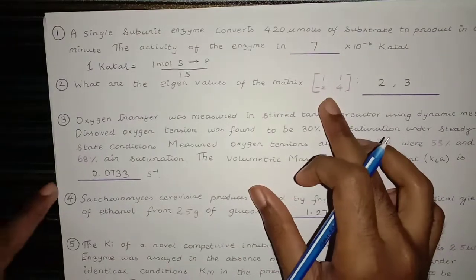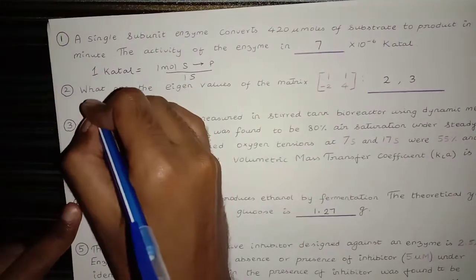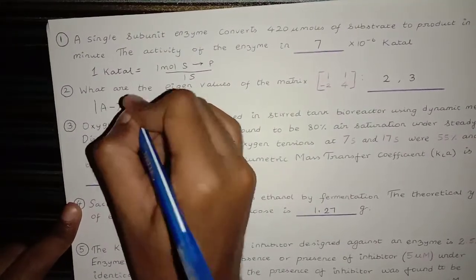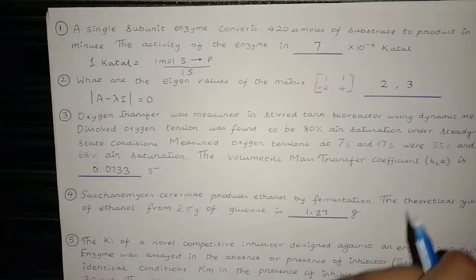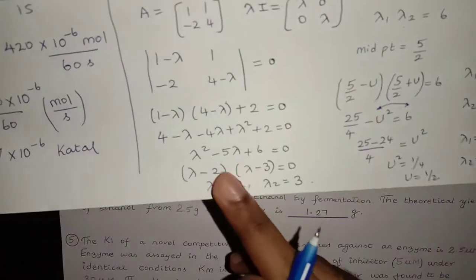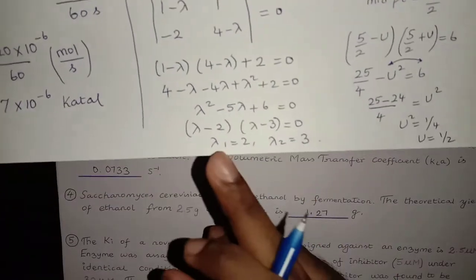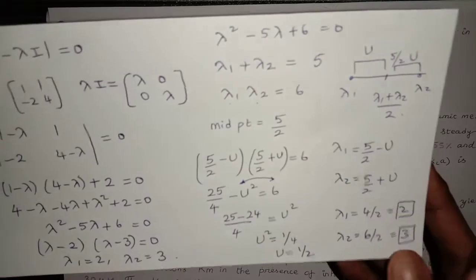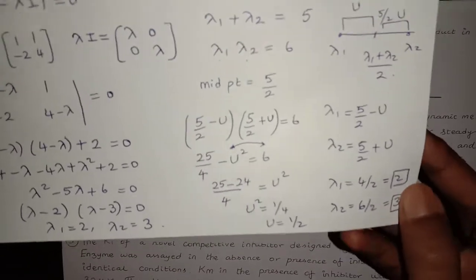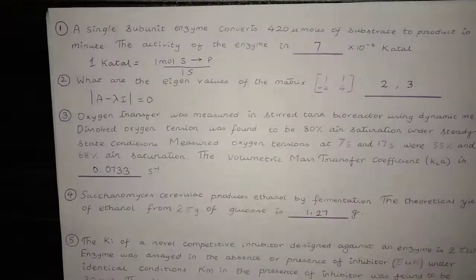What about the eigenvalue? The formula for eigenvalue is we need to solve A minus lambda I, and the determinant value should be equal to 0. And we solve the quadratic equation by simple factorization, which results in lambda 1 equal to 2 and lambda 2 equal to 3.